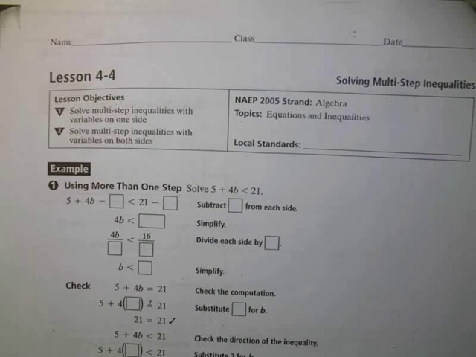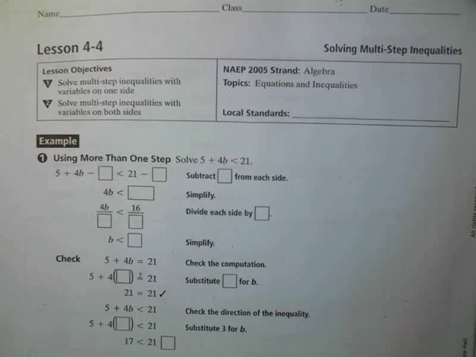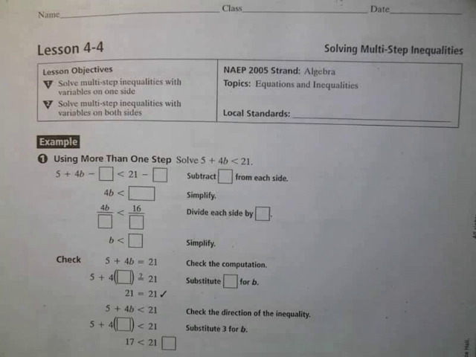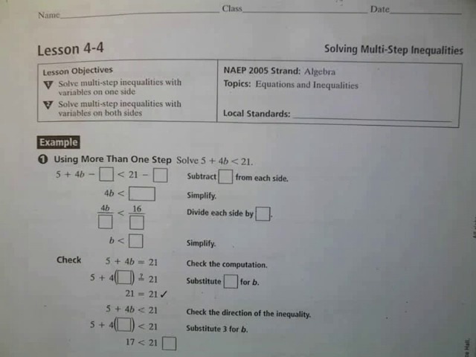Bandu's Math Movies. This is my algebra class's lesson 4-4, solving multi-step inequalities. We want to solve multi-step inequalities with variables on one side and also multi-step inequalities with variables on both sides. So we'll be employing the same properties that we have in the previous few sections, this time just simply having multiple steps to deal with.